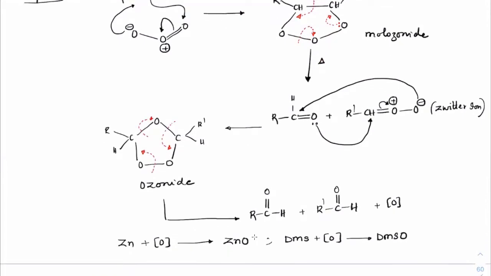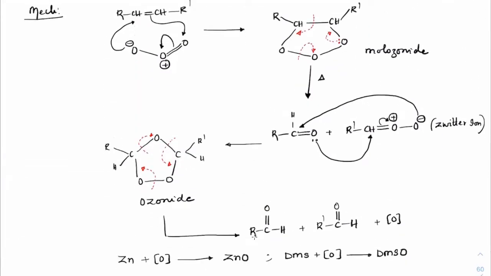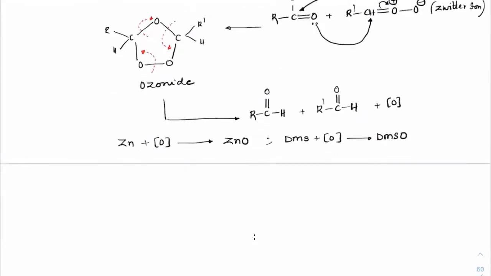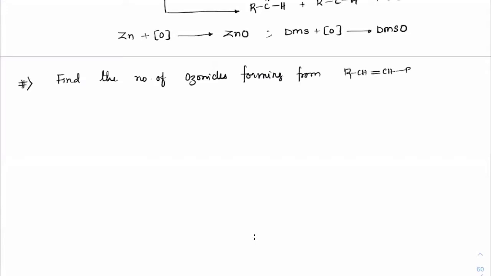So let us see how many different products we can get now. All of you understood the mechanism, right? So this is a typical JEE Advanced question where you would be asked how many ozonoids are formed. Okay, so take it as a question now. Find the number of ozonoids forming from R CH double bond CH R dash.